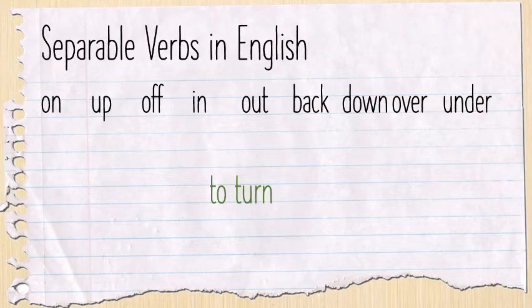So if you take, for instance, to turn on, this has very little to do with the concept of turning in the simpler sense, but when you put on there, you essentially get a new verb, which has to do with turning on a light or something like that. It has to do with switching things.